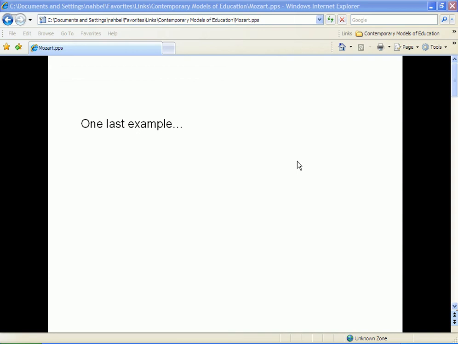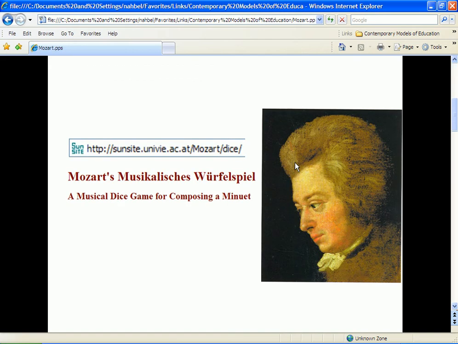I'd like to finish up with one last example. It's called Mozart's Musikalische Würfelspiel, or his musical dice game.